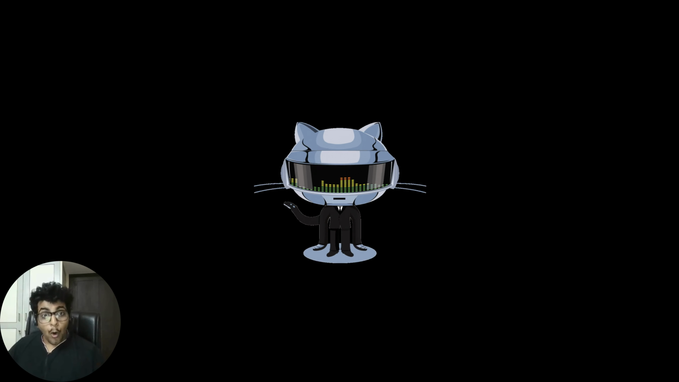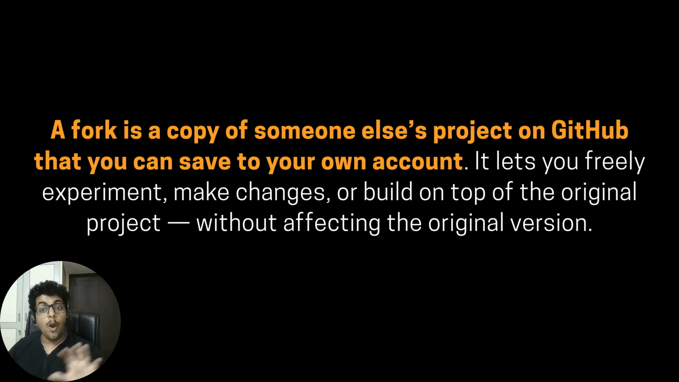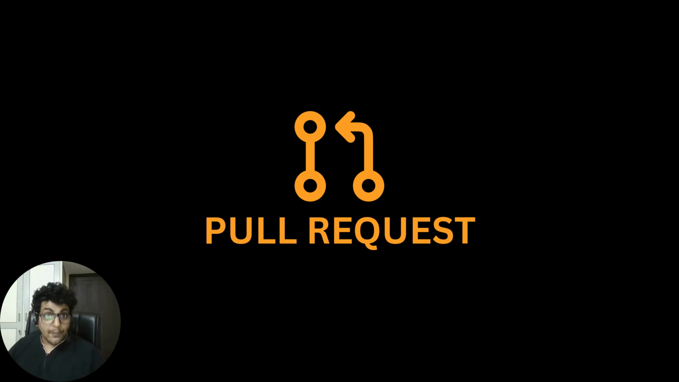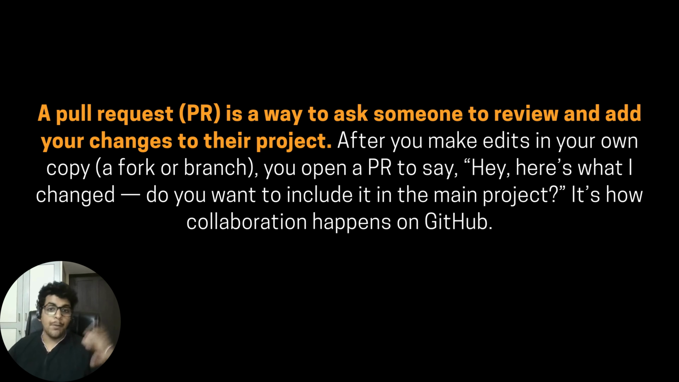First, they can fork your project, which means they can make their own personal copy of your code. It's like duplicating your project into their own GitHub space so that they can experiment freely without modifying your version of the code. Now they go ahead and fix the bug in their version, and once they are happy with the fix, they can send you a pull request, which is basically GitHub's way of saying, hey, I have made some changes that I think improves or modifies your project. You can take a look and maybe add them to the original project.